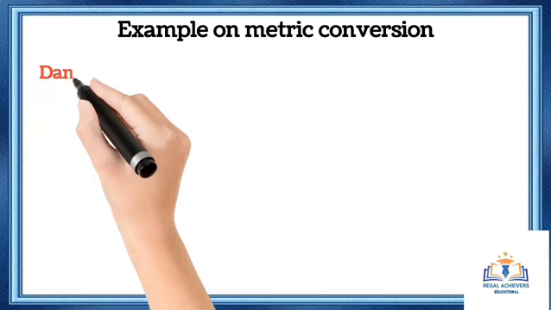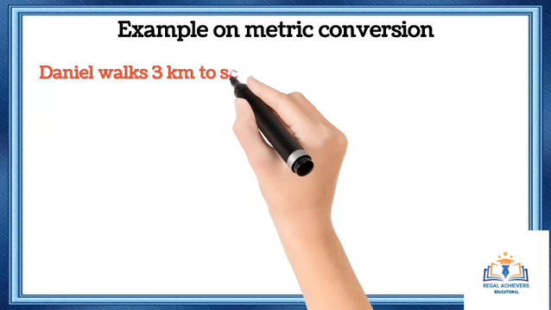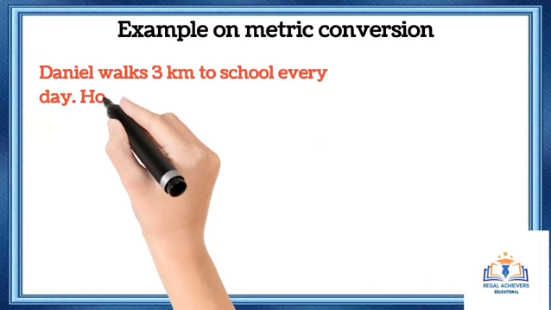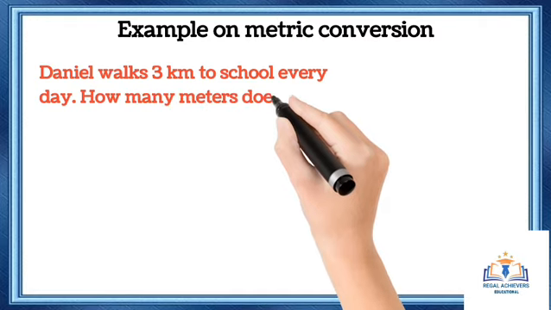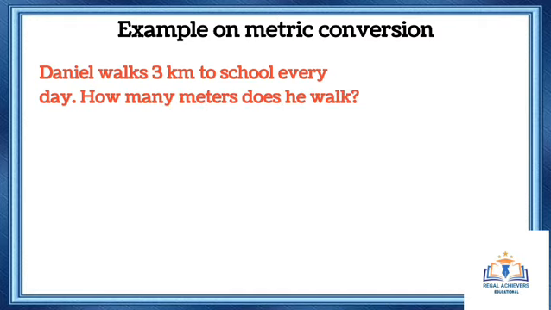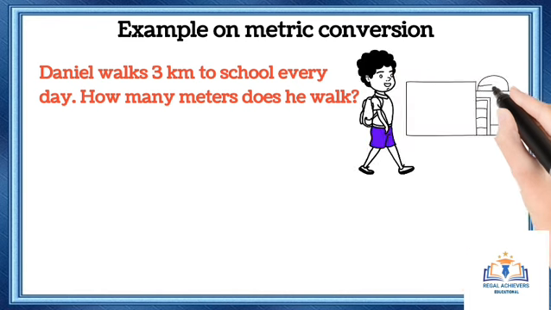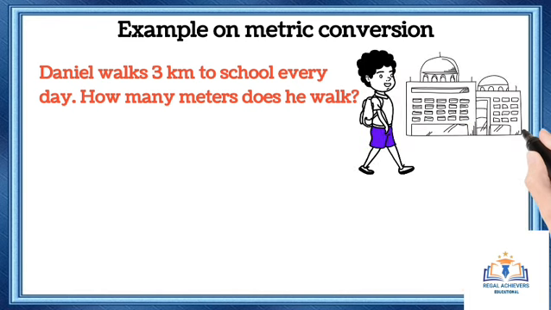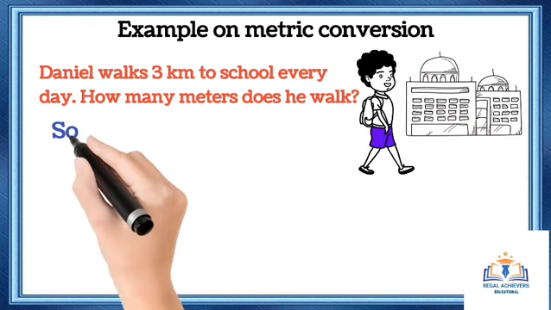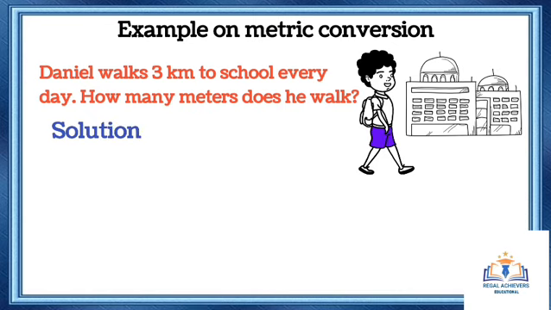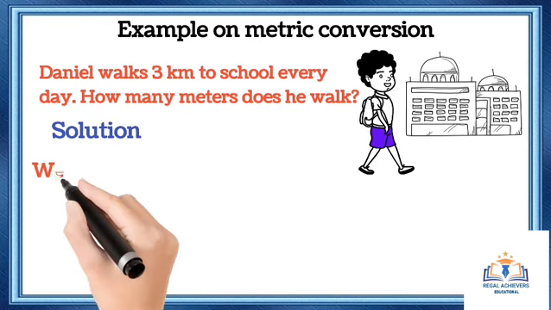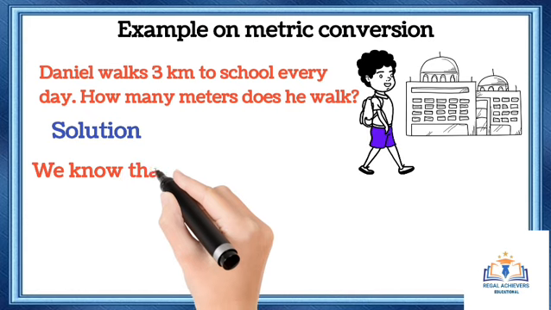Let's look at an example. Metric conversion example. Daniel walks 3 kilometers to school every day. How many meters does he walk? Let's look at it from kilometer to meter. You can see that he walks 3 kilometers. How many does he walk in meters? Let's find the solution to that.